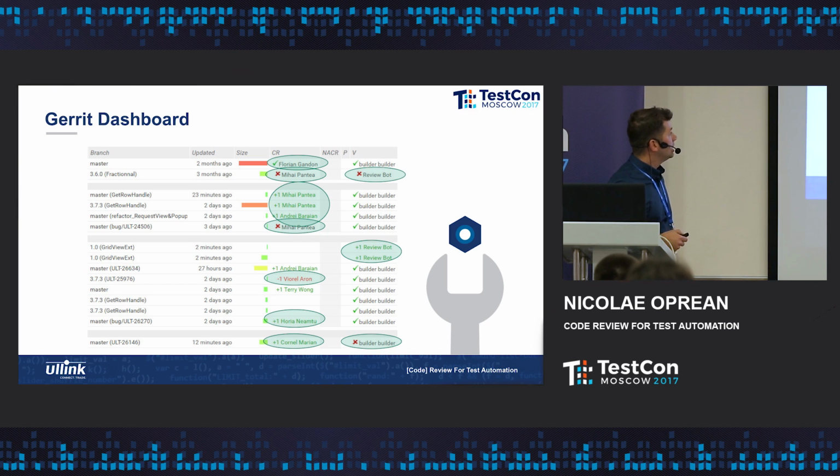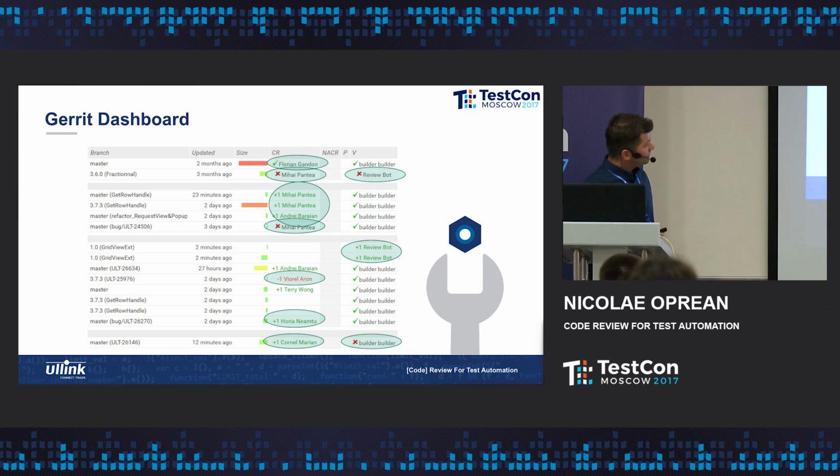Here you will see also the size of the commit, as it is bigger than 300 lines of code. It's highlighted in red. So usually when that happens, you are asked to split it into smaller chunks.